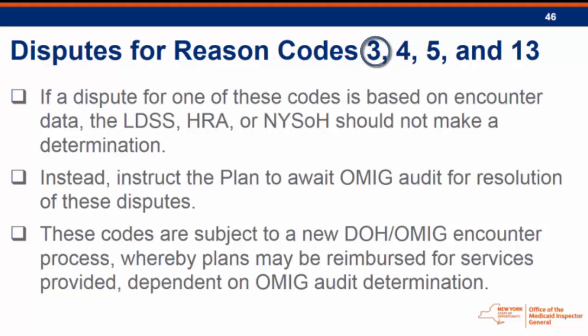Disputes for reason codes 3, 4, 5, and 13. If a dispute for one of these codes is based on encounter data, the LDSS, HRA, or New York State of Health should not make a determination. Instead, instruct the plan to await OMIG audit for resolution of these disputes. This applies only to these specific codes, 3, 4, 5, and 13. These codes are subject to a new Department of Health OMIG encounter process, whereby plans may be reimbursed for services provided, dependent on OMIG audit determination. The encounters must be submitted to and successfully processed on the Medicaid data warehouse to qualify for reimbursement.